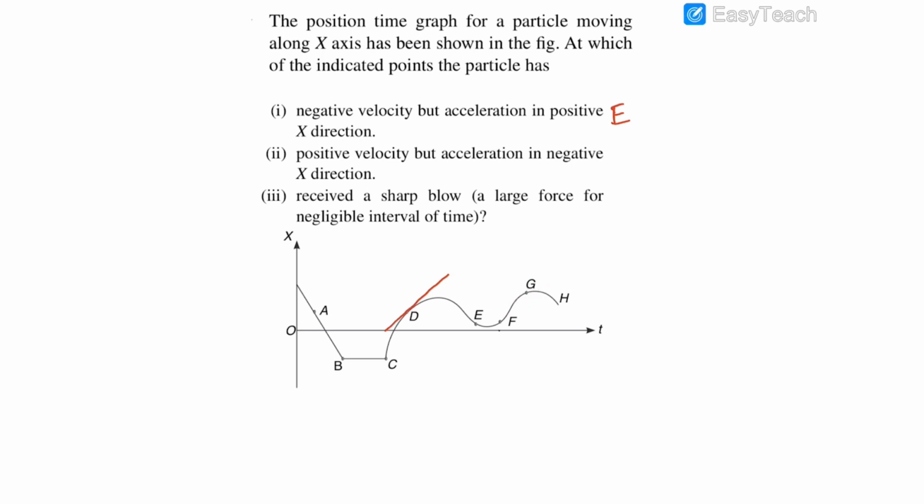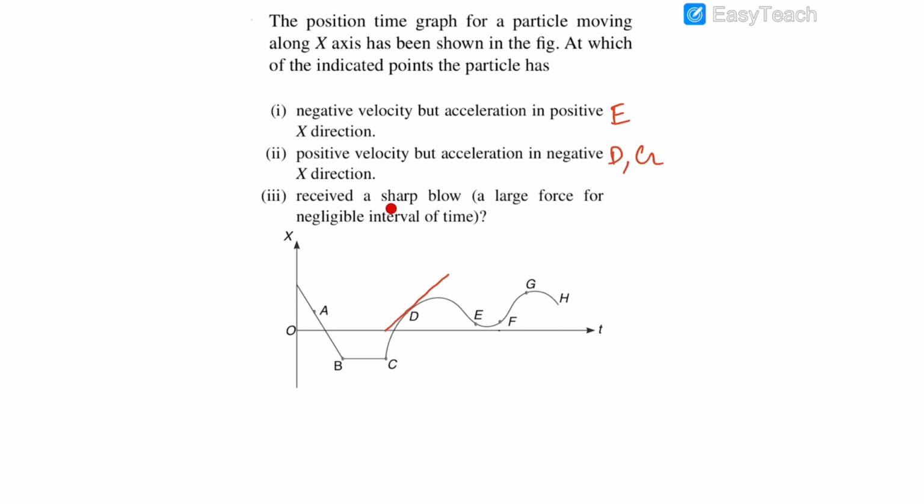So G and D satisfy this point 2, and if we check this point 2 at point F, then we can say that velocity is positive at F but its slope is increasing, so it means that acceleration is also positive at F. So the correct answers for second question is point D and G.